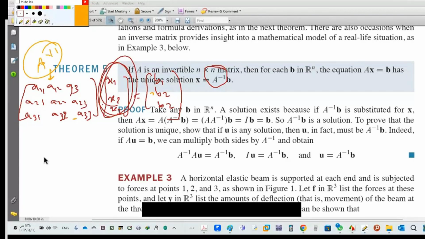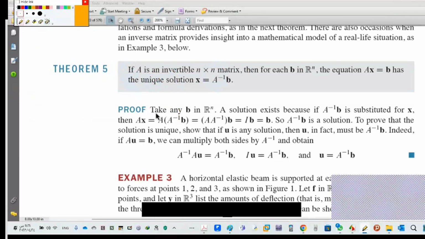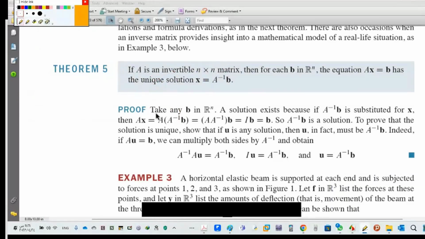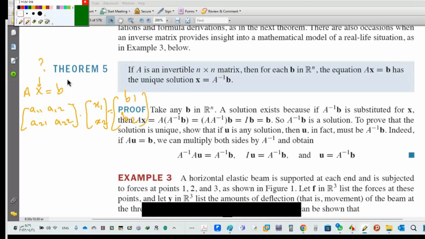Is it clear? Should I repeat? Okay, repeat please. Okay, thank you so much. If I have AX equal B, I need this X. Clear? I have, for example, A11, A12, A21, A22, multiply with X1, X2 equal B1, B2. A11, A12, A21, A22, B1, B2 are numbers. I know this one. I have this variable. How can I find this one? Take this as A.